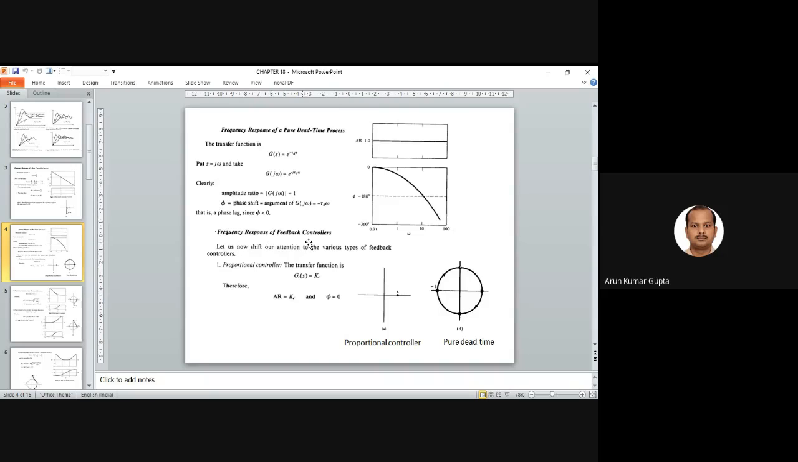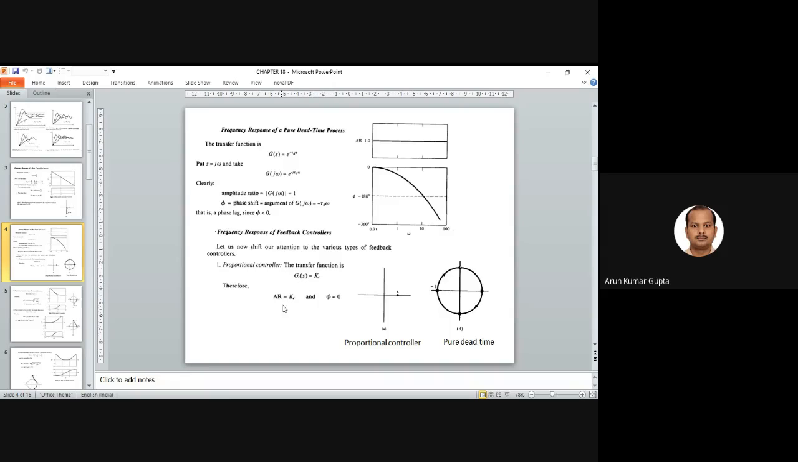Next, let's say we have a proportional controller. This is a Bode plot of this pure dead time, and this is a Nyquist plot of this. Now the proportional controller: you can see that proportional control is given by Kc.